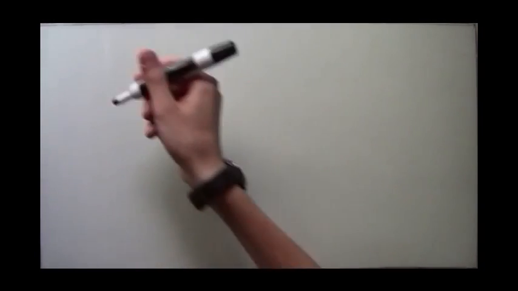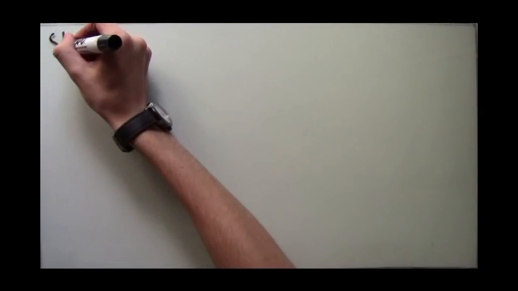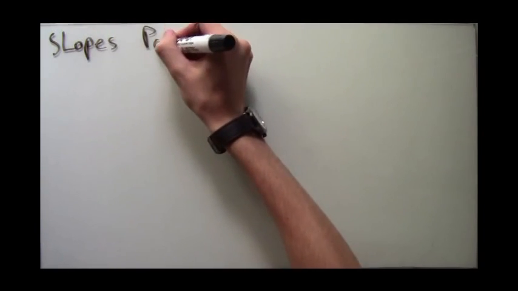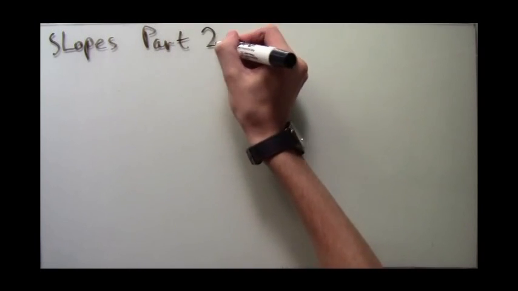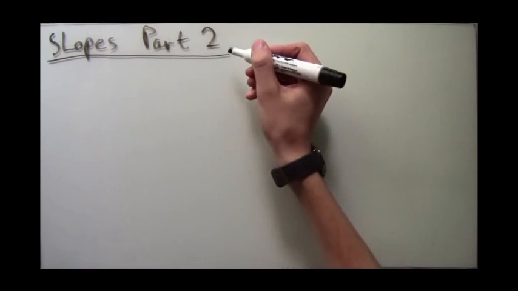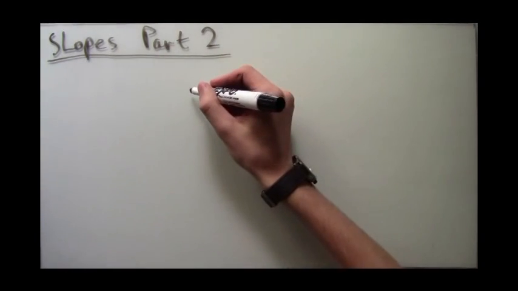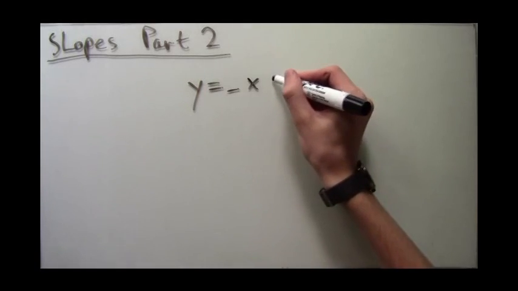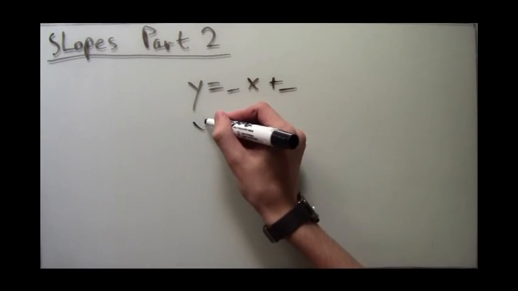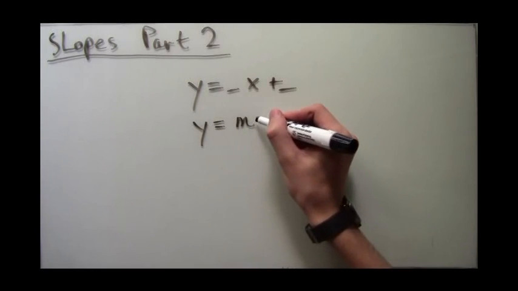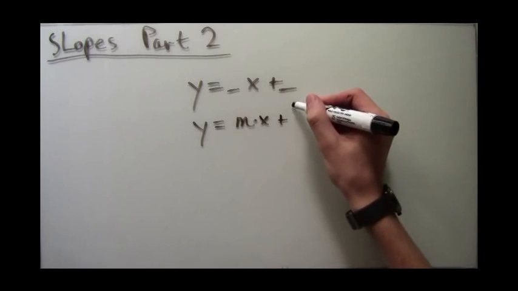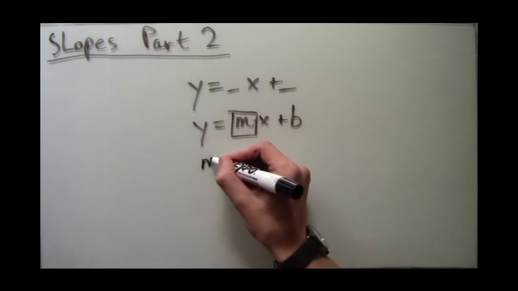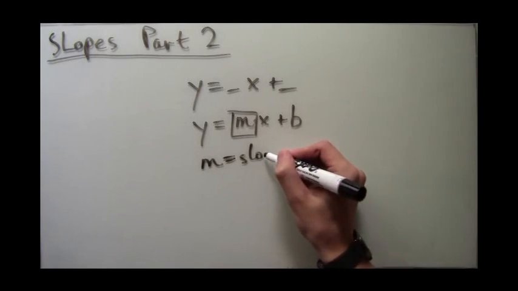In this video lesson, we'll learn more about the slopes of linear functions. As we learned before, any linear function has the form y equals some number times x plus another number. Or in other words, y equals mx plus b, where m and b are some constants. As we discovered in the last video, m, the constant multiplied times x, is the slope.